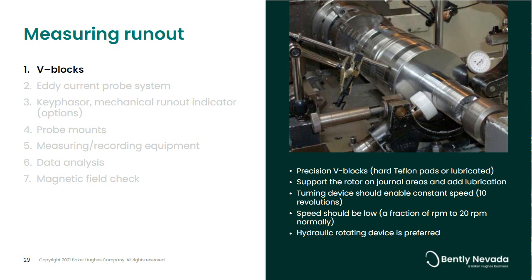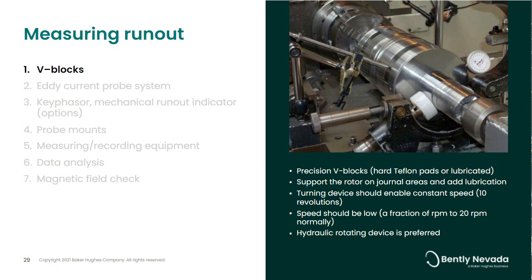Oftentimes we'll put a piece of tape around the shaft and mark it in 10. Ideally, you want to do at least 10-degree increments around the shaft surface, if not more. And as you turn the shaft for each of those 10-degree increments, you take a new reading and mark that on the sheet, and that's how you get your shaft circumference measurements.